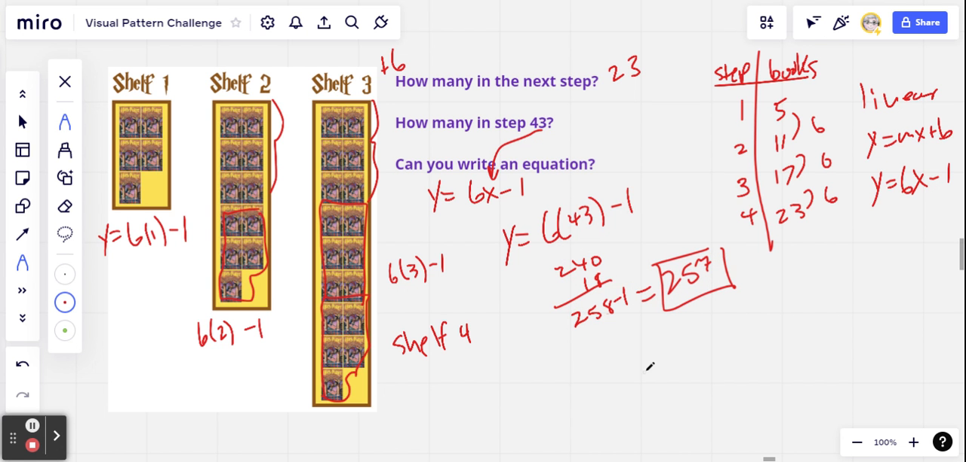Well, how did that go for you? Did you see that this was going to be a linear pattern? Did you know that before you started working on it? Did you get 23? Did you get 257?